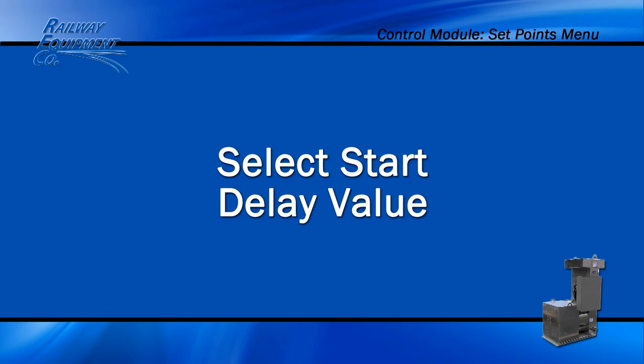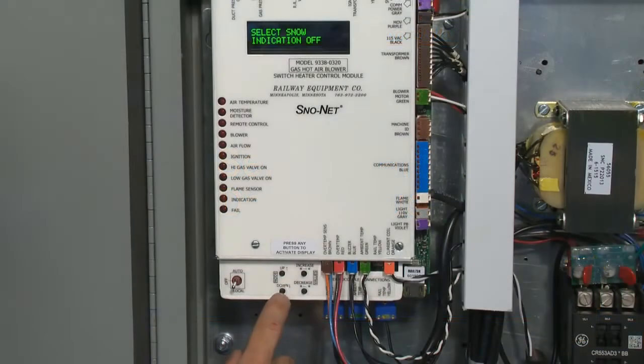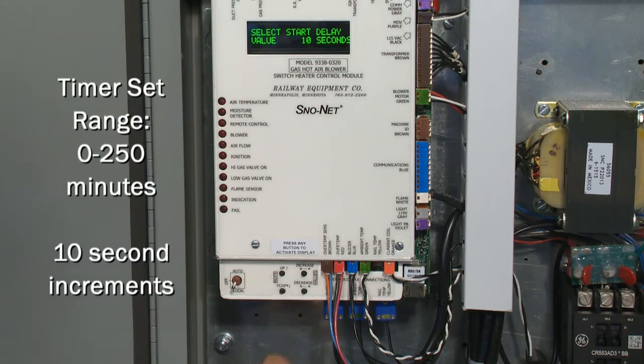Select Start Delay value is used to delay the start of the unit, so when several blowers are at the same location, they do not start at the same time, putting unnecessary strain on the utility power.